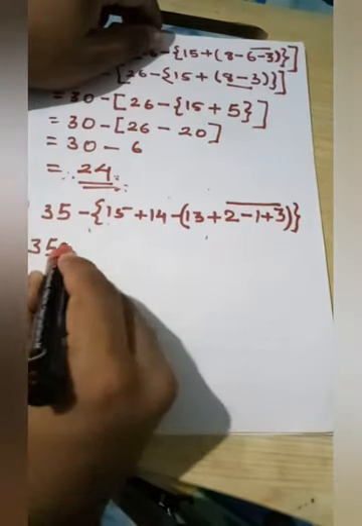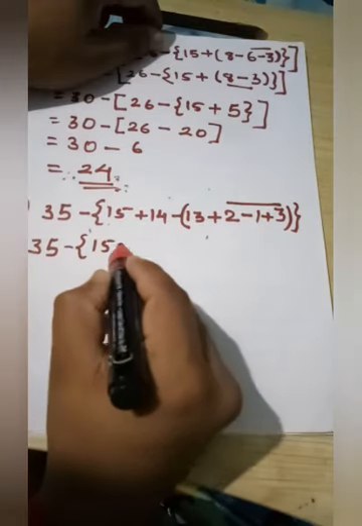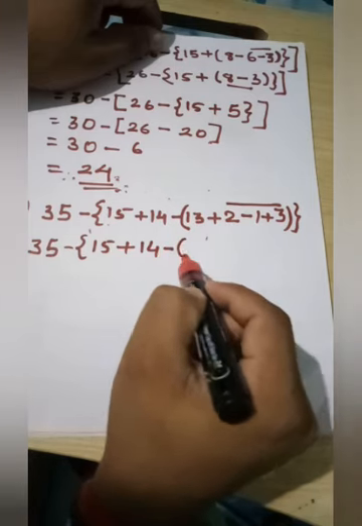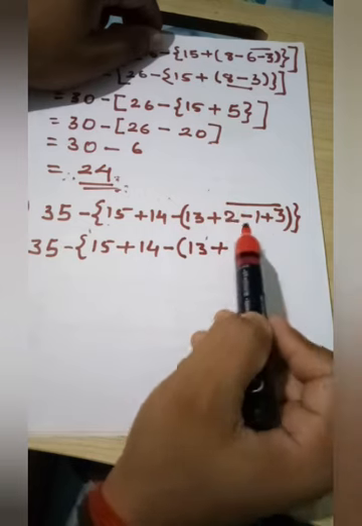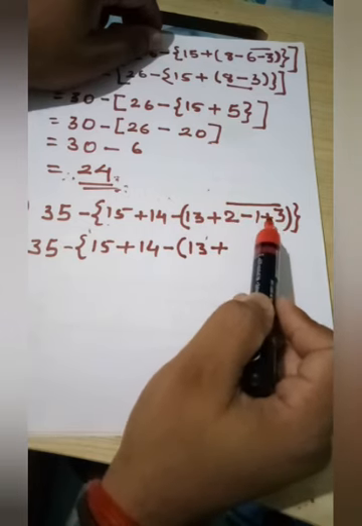So let's start. 15 minus 35 minus, in the curly brackets we have 15 plus 14 minus, and before the small bracket we have a plus sign. Now this bracket contains three numbers. In this we have to solve addition first.